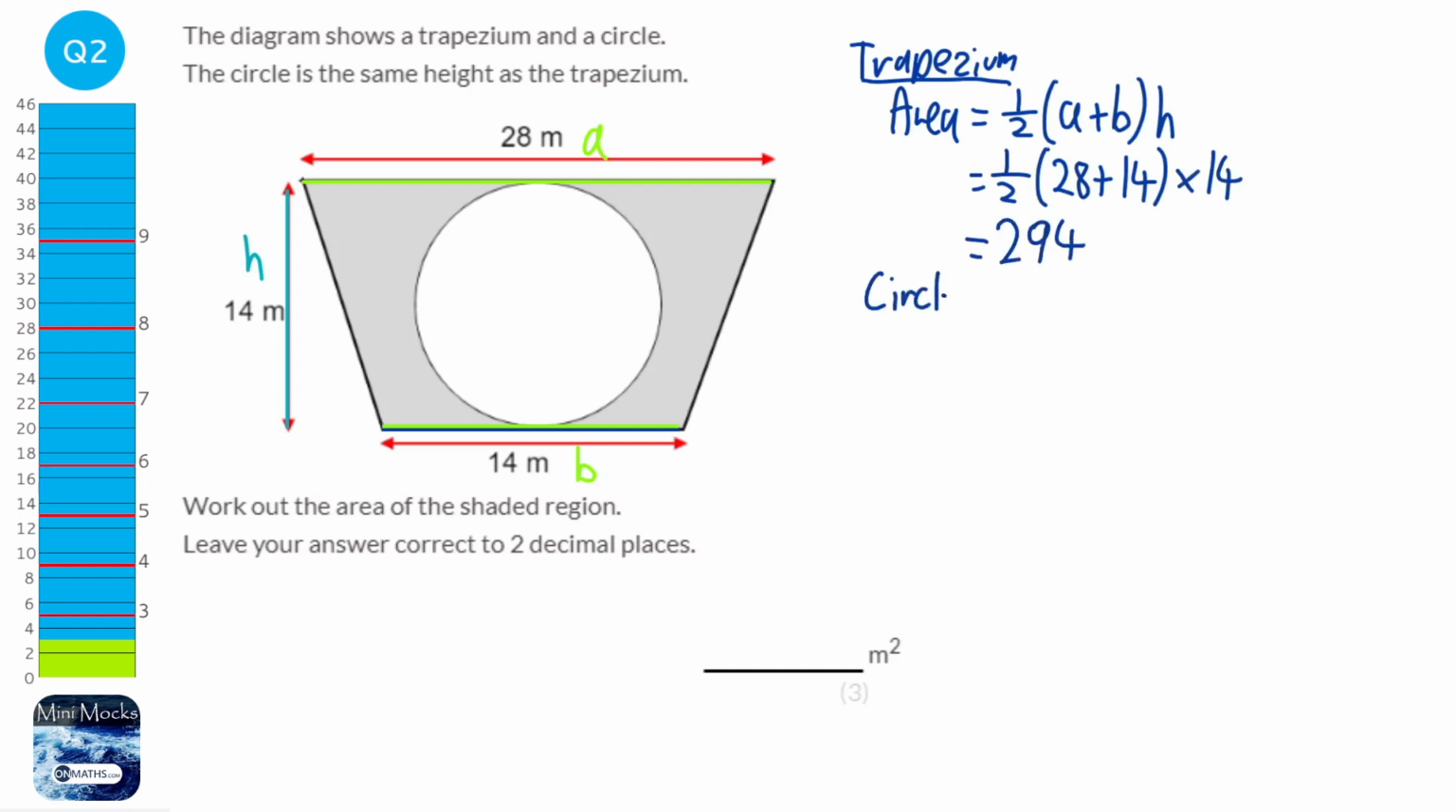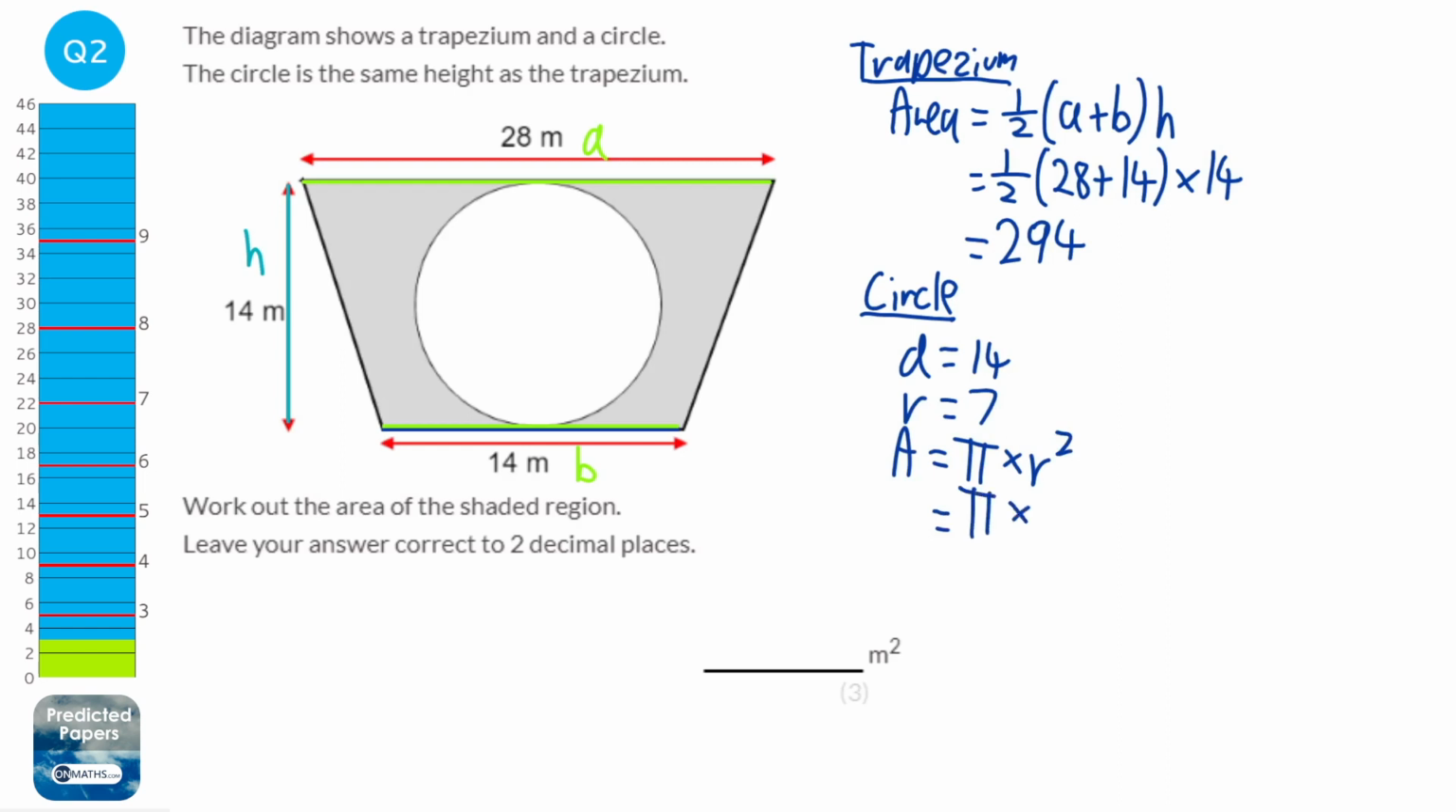Next we'll do the circle. Now it doesn't look like we've got anything for the circle, but actually the height here is actually the height of the circle as well. So the height of the circle is the same as the diameter. So the diameter of the circle is 14. Therefore the radius would be half of that, which is 7. And the area of the circle is pi times the radius squared. So it would be pi times 7 squared, which will be 153.938 and so on.